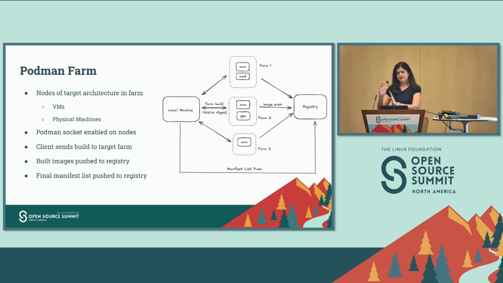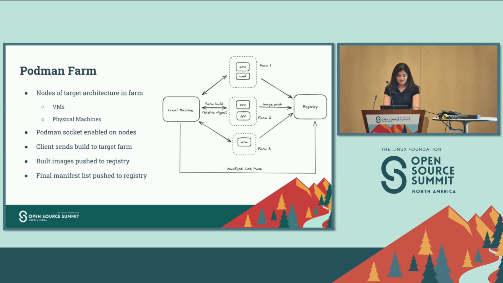The images are built there. The image is directly pushed to the registry, so we do not pull it back to the local machine. We don't want to be transferring files back and forth and taking a hit on performance again. So we directly push it to the registry, and then when we get the digest back, we create the manifest list. So after you build it, when you want to do a Podman run or Docker run, then the container tool will detect the architecture and pull down that image for you. So this is what Podman farm is.